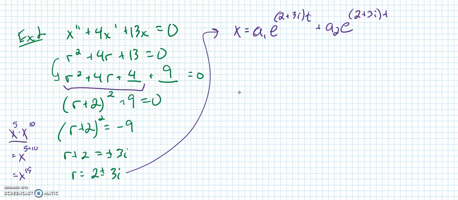So I'm going to separate some pieces. This is the same as a1 times e to the 2t times e to the 3it. All I did was distribute the t in, recognize that they were separated by a plus, and then separate them into two different things being multiplied. Plus a2 times e to the 2t times, I messed up there. That should be a minus 3i. So times e to the negative 3it.